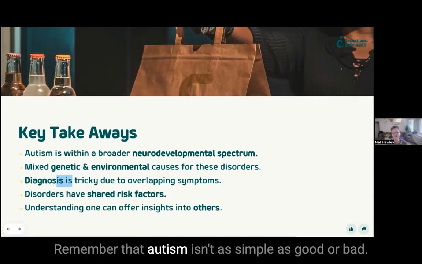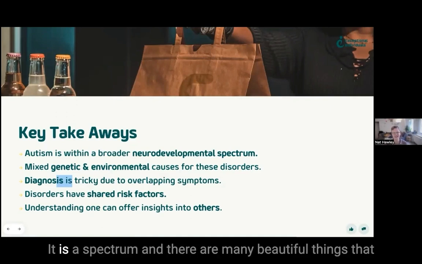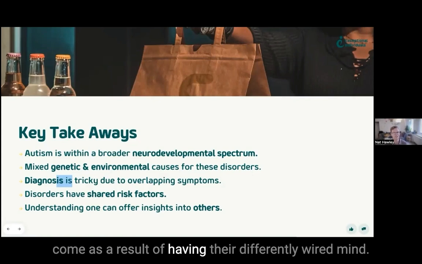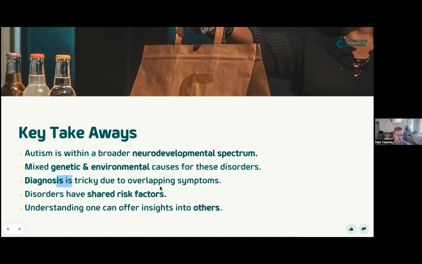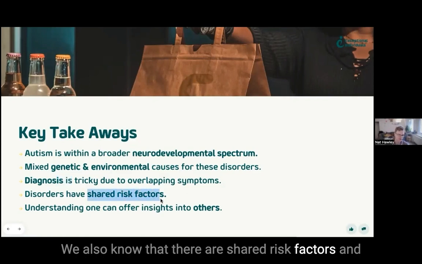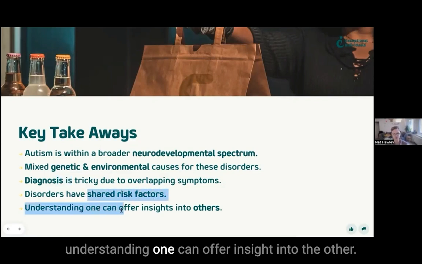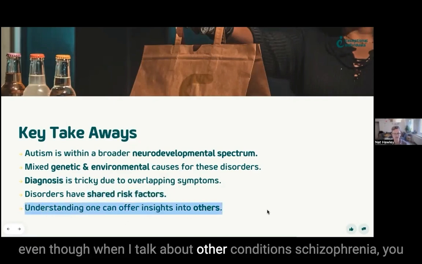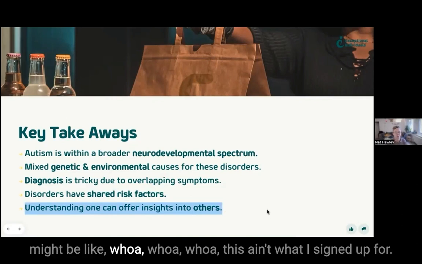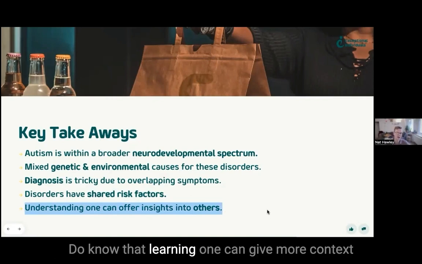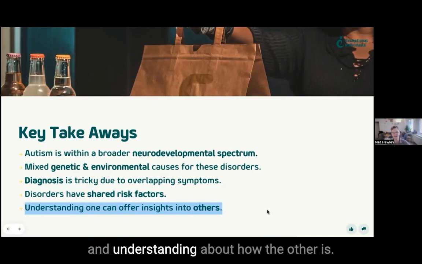Remember that autism isn't as simple as good or bad. It is a spectrum, and there are many beautiful things that come as a result of having a differently wired mind. We also know that there are shared risk factors, and understanding one can offer insight into the other. Even though when I talk about other conditions, schizophrenia, you might be like, whoa, this ain't what I signed up for. Do know that learning one can give more context and understanding about how the other is.